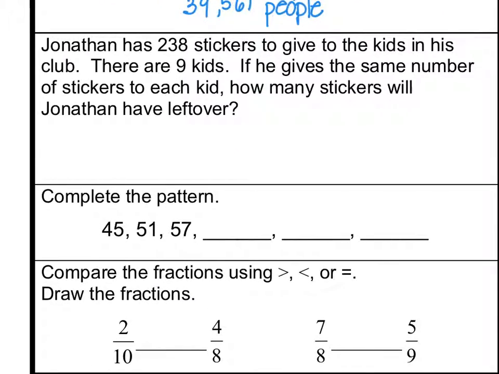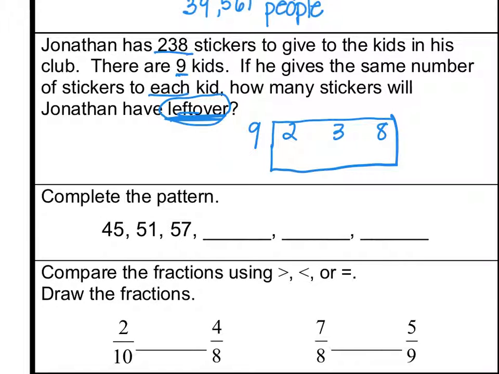Jonathan has 238 stickers to give to the kids in his club. There are 9 kids. If he gives the same number of stickers to each kid, how many stickers will Jonathan have left over? It doesn't say how many stickers will each kid get. It wants to know the leftovers. It's going to want to know the remainder, okay, what's remaining. So that means we're going to do 238, stretch it out, divided by 9.